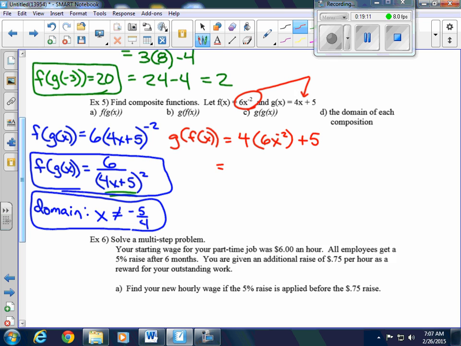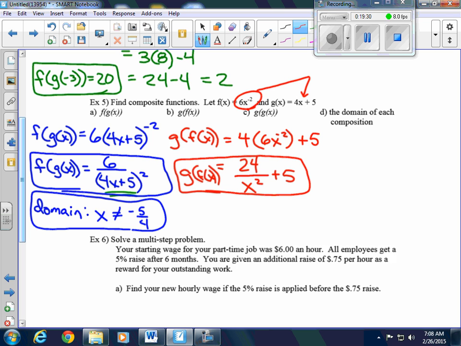So this is going to give us 4 times 6 is 24. Then the x to the -2nd is going to move to the bottom, plus 5. So g of f of x equals 24 over x squared plus 5. And the domain has to be any number that works. Well, we do have one number that's not going to work, and that is x cannot ever equal 0. The reason is because that would make our denominator 0.